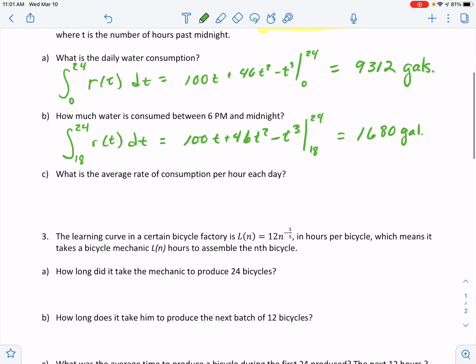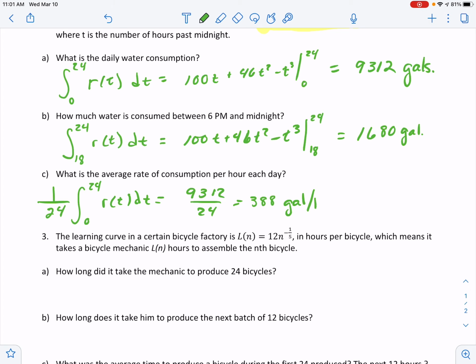Okay, and then it says, what's the average rate of consumption per hour each day? Well, remember, average is 1 over b minus a out front, your integration from 0 to 24 of R of T dt. And since we already know it's 9,312, divided by 24 gives me 388 gallons per hour.